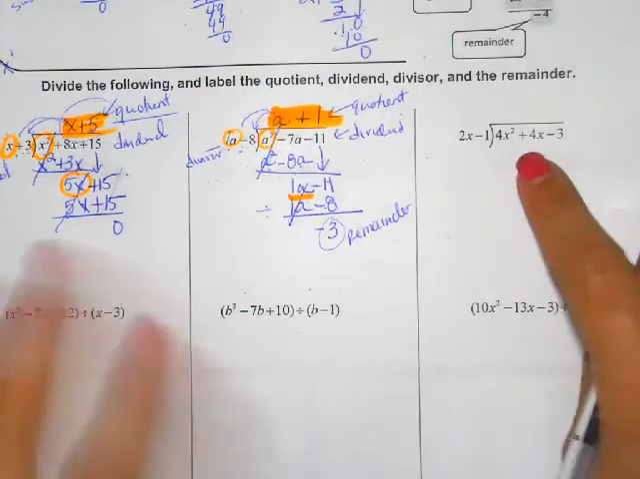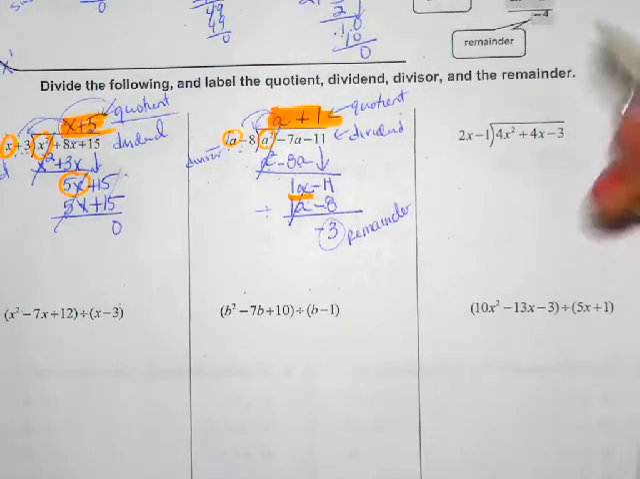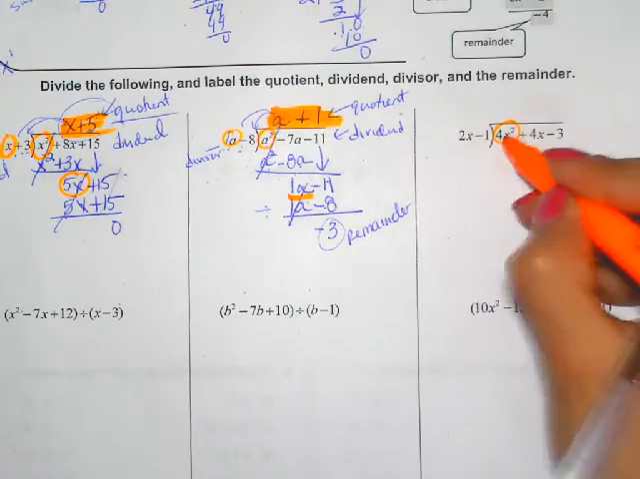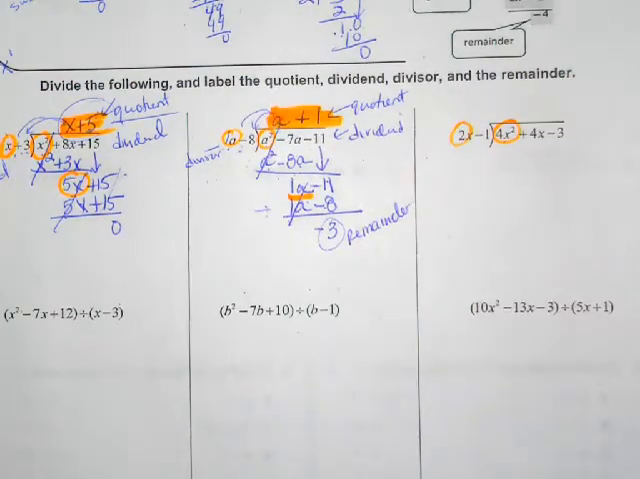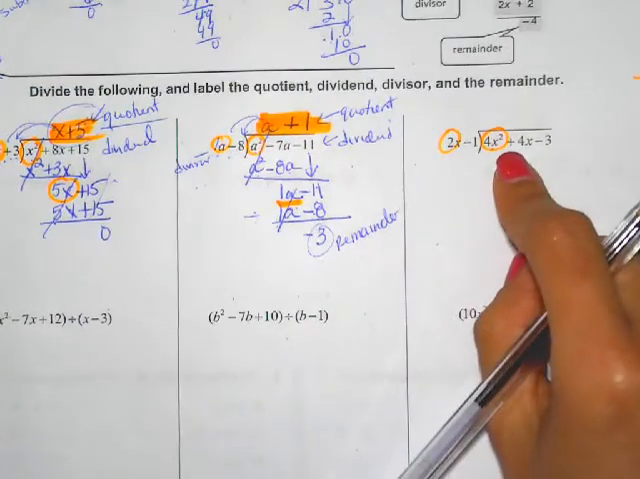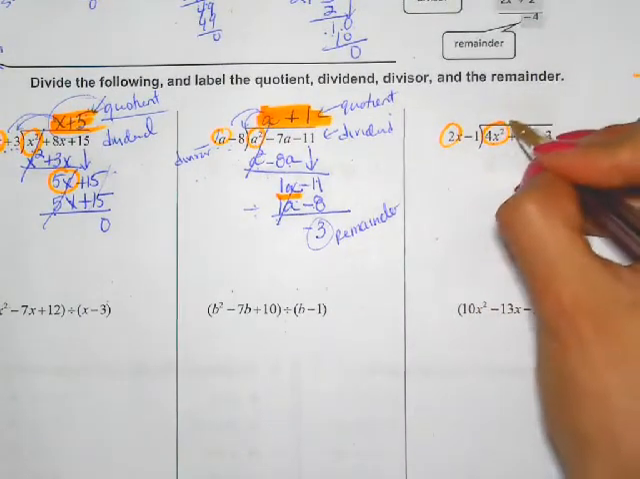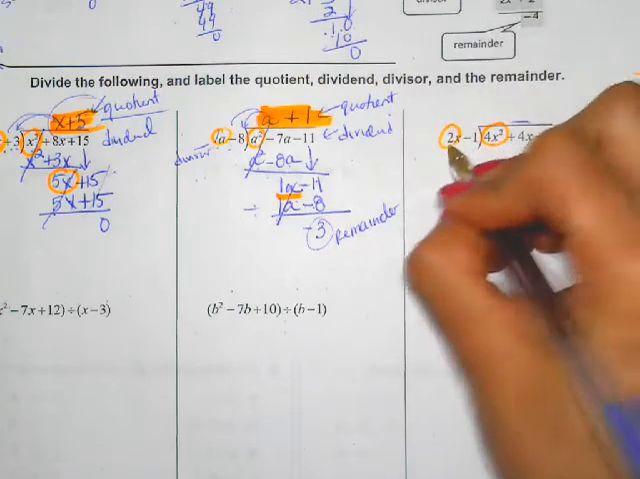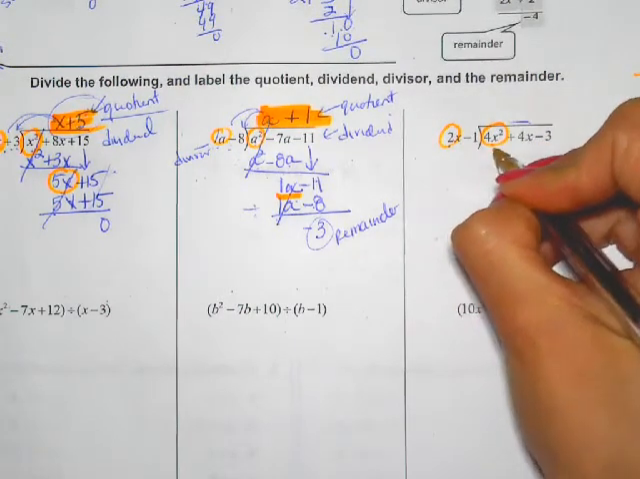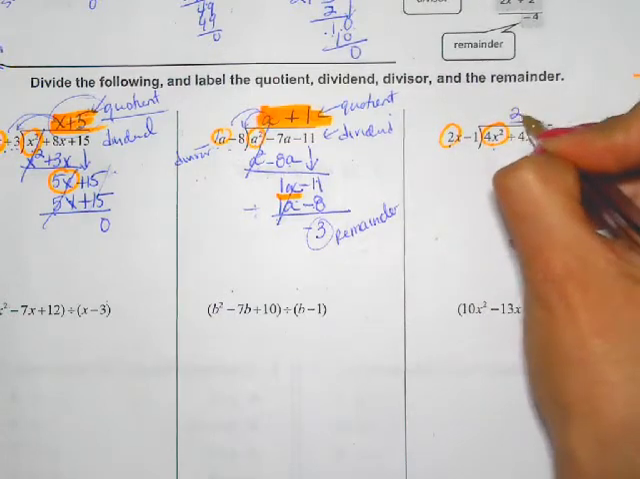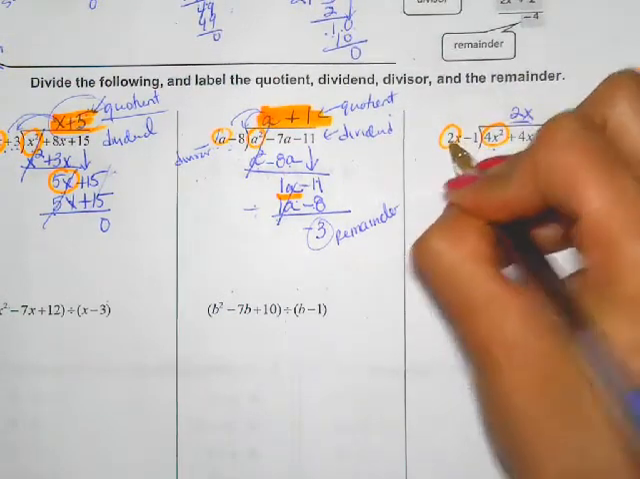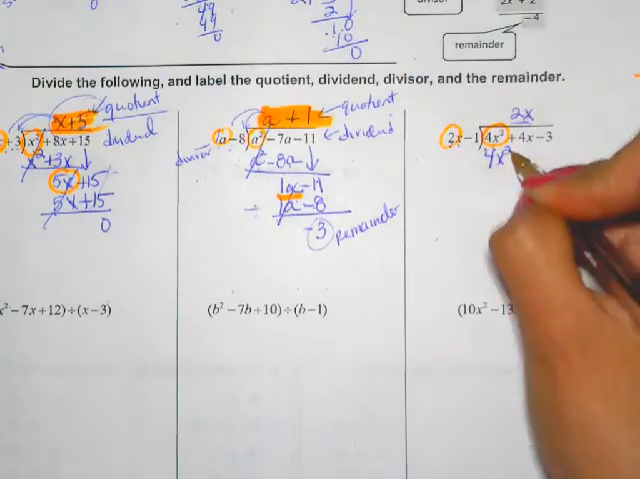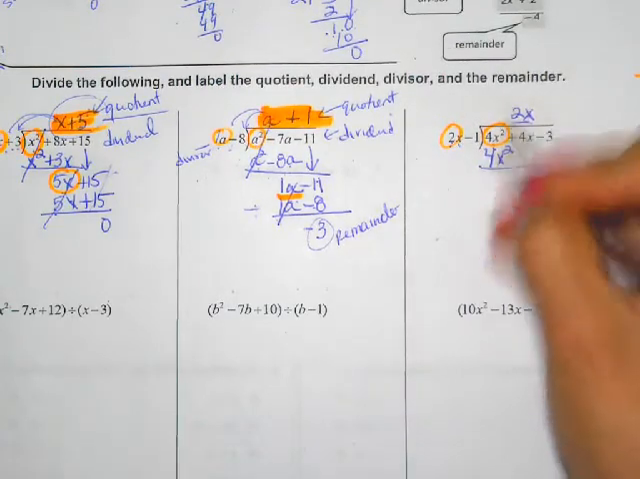Alright, let's look at the third one. This third one, it is the first one that actually has a coefficient in front of the x squared. It's the same thing. You can think of it as division or multiplication. What would I multiply? What do I have to put up here that when I multiply times 2x, I get 4x squared? Well, 2x times 2x, 2 times 2 is 4, x times x is x squared. So these two match up, so that's the correct one.